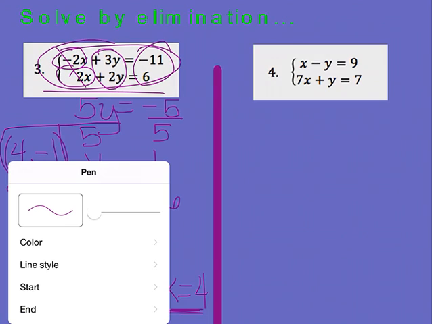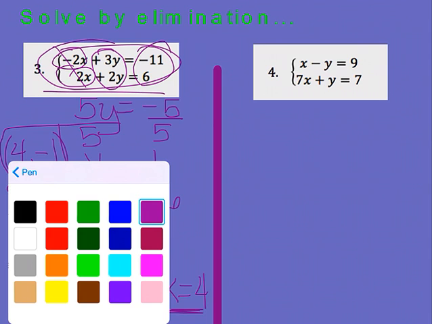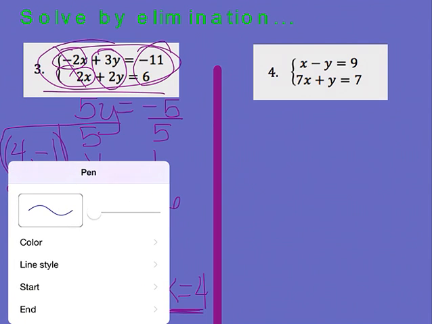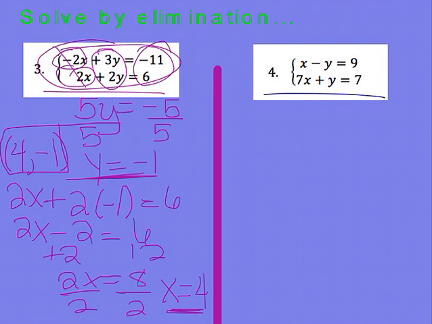Next, let's go ahead and take a look at number 4. So again, those y's are opposite, so I can go ahead and add down the columns. So 7x plus x is going to give me 8x. My y's will cancel out. 9 plus 7 is going to give me 16. So then I'm going to go ahead and divide both sides by 8. So then I end up getting that x is equal to 2, and I can plug this into either one.